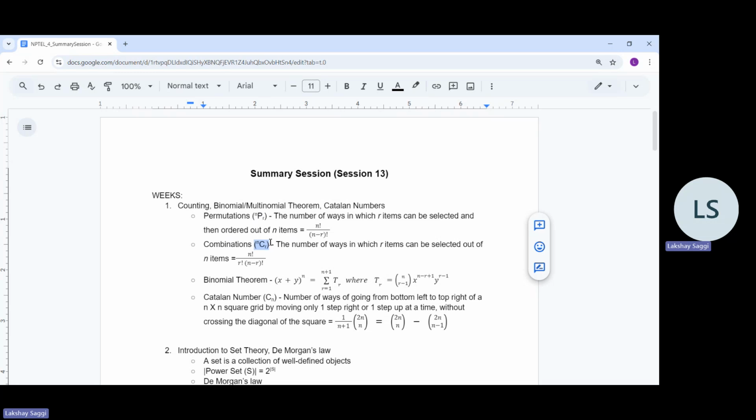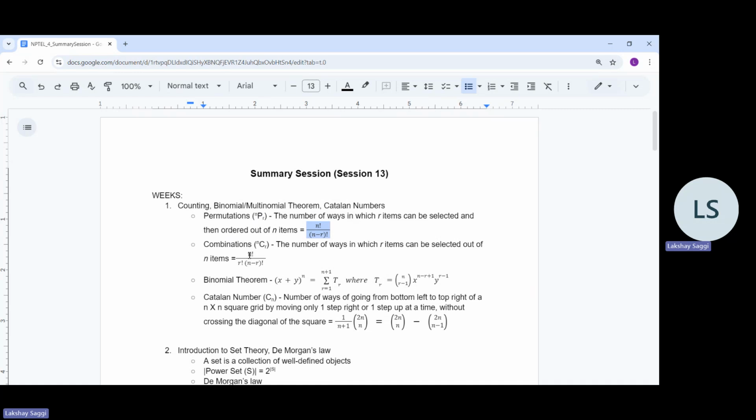It's not too difficult. First of all, in permutations there are n factorial by (n minus r) factorial ways in which items can be picked and then ordered. Then we just need to remove the ordering factor from this. If there are r items and we need to order them, they can be ordered in r factorial ways. So we just need to divide this quantity by r factorial to find the number of ways in which r items can be selected.